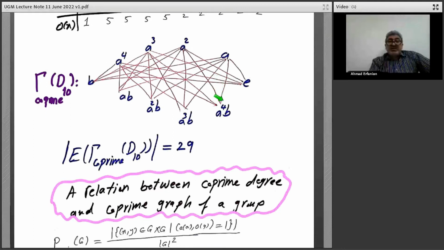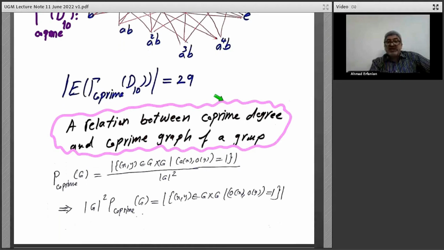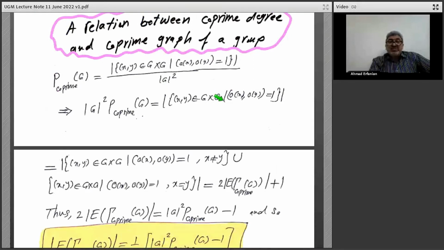D10, right? We don't have any edge between elements of order 5, so A is not adjacent to A square because both have order 5. But similarly for order 2, we don't have any edge between elements of order 2, but any element of order 5 is adjacent to any element of order 2 because 2 and 5 are coprime. Here is the coprime graph. We will have 29 edges here.